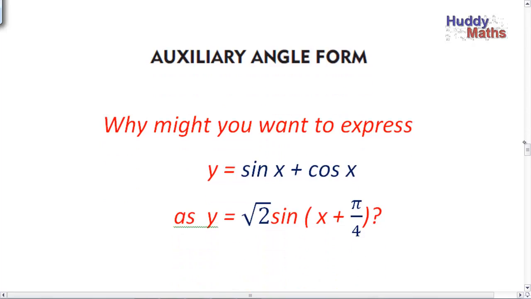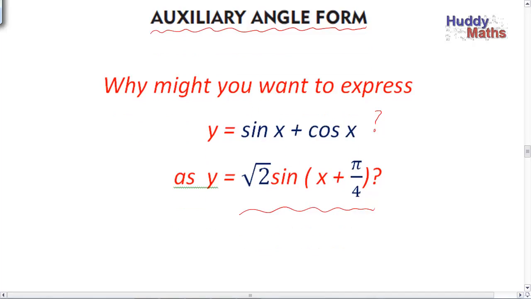I'm going to ask you to look at a new format for a trig expression. Why might you want to express y equals sine x plus cos x as this? I take it the two are equal. Do you want to check that out? Yeah, I think we should. Wasn't going to, but I think we should.